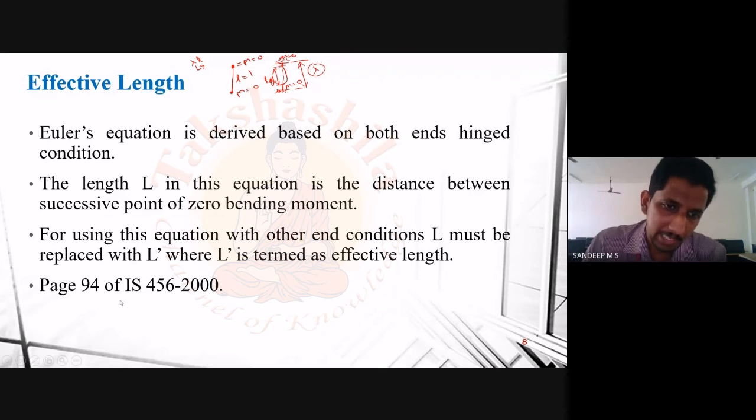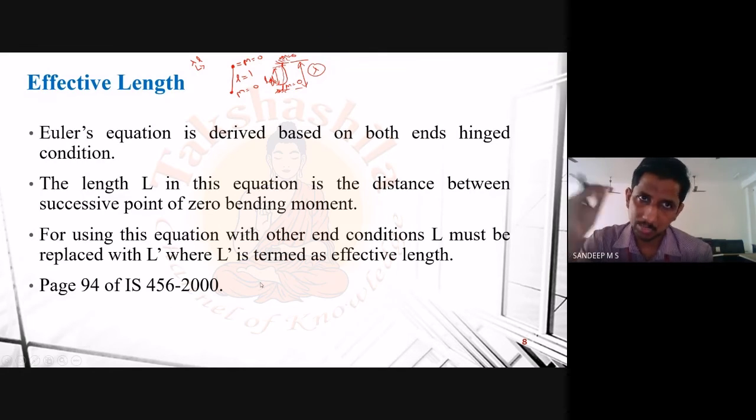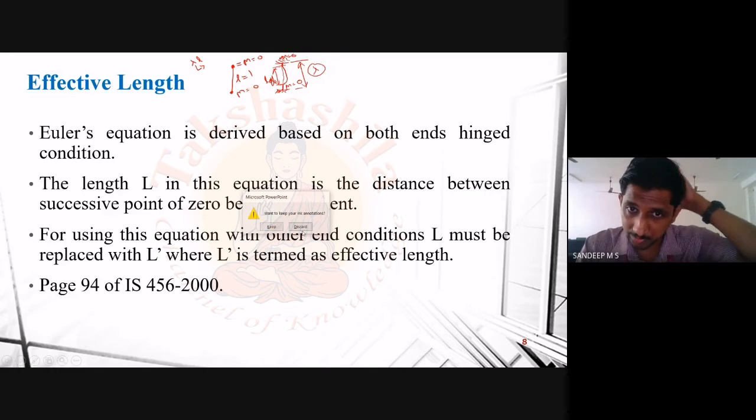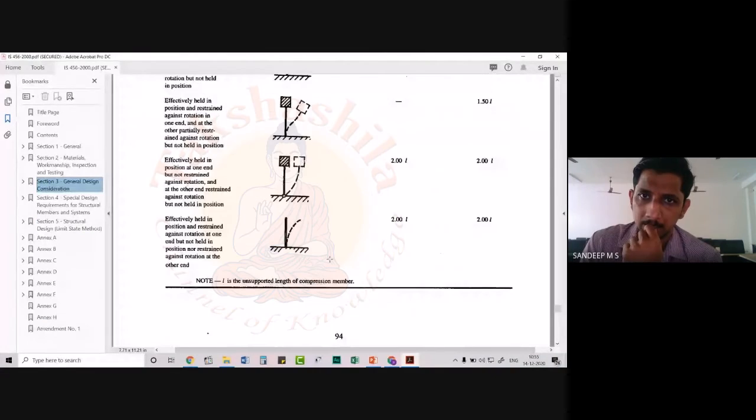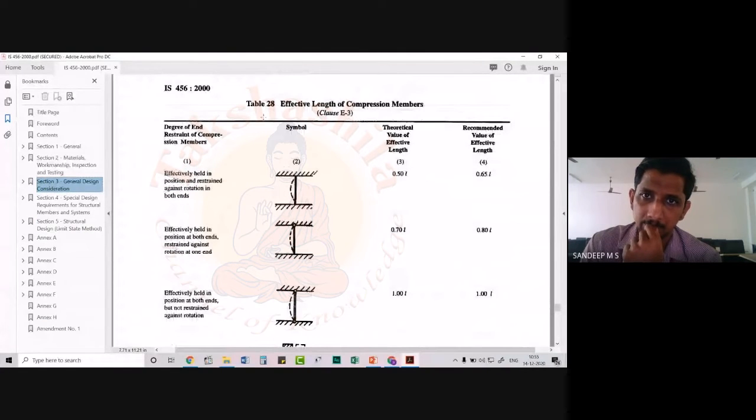Anyway, on page 94 of your IS 456:2000, it is given how to find the effective length for different cases. And I would like to point out one more thing there. On page number 94, we have effective length of compression members, degree of end restraints of compression member, and the pictorial representation is also given here. Then we have the theoretical value of effective length and the recommended value of effective length.